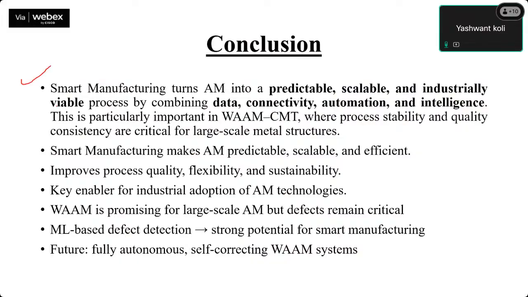So what is the conclusion? Smart manufacturing turns AM into a predictable, scalable, and industrially viable process by combining data, connectivity, automation, and intelligence. This is particularly important in VAM CMT, where process stability and quality consistency are critical for large-scale metal structures. Smart manufacturing makes AM predictable, scalable, and efficient, and improves process quality, flexibility, and sustainability. Key enablers for industry adoption of AM technologies.